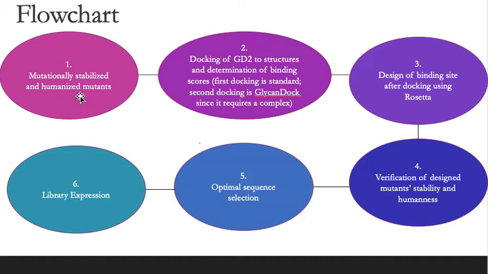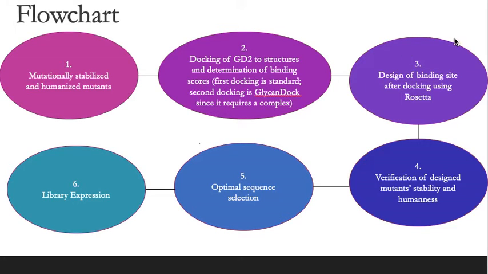So once I obtain several sequences of mutationally optimized and humanized mutants, so they're stabilized and they're also humanized to a great extent, then I will perform standard docking of GD2 using pre-Talaris 2014. Then GlycanDoc will be performed to optimize the docked pose because GlycanDoc also needs an input of a docked complex. It only does local docking.